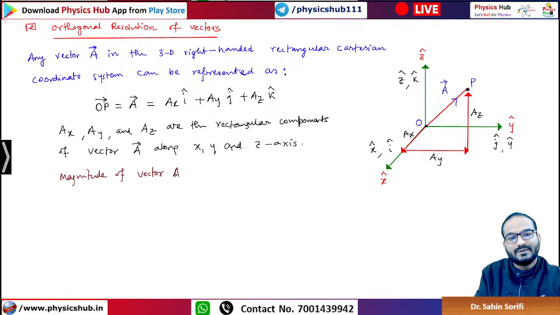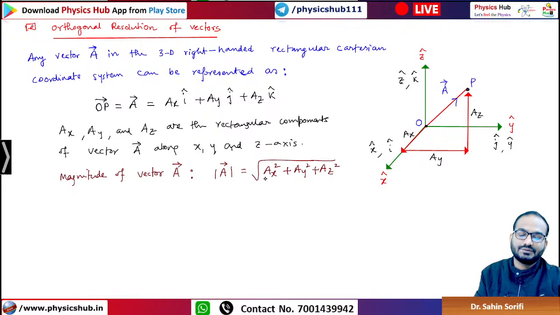Look, this is a very fundamental thing. Once you go to another coordinate system, the process will be the same, the quantities will be different. We write it as A mod, which equals the root of ax square, whatever the components, x component square, then ay square, az square. This one you need to remember. For complicated expressions also, we will be using the same formula to calculate the magnitude of the vector.